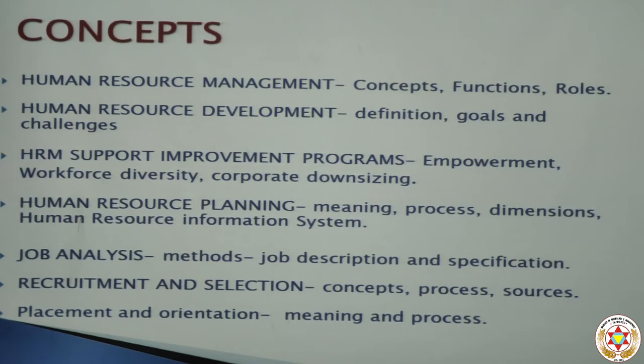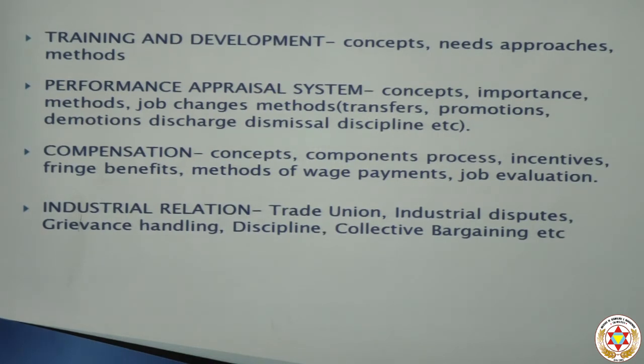Next is placement and orientation. Placement is putting the person on their post, and orientation is the induction or welcoming of the new employees. So we go through the meaning and the process of placement and orientation. Next is training and development. That is the most important part of human resource management, because as technology is changing, the demand of human resources is also changing. So continuous training and development programs should be conducted in the organization. In this we go through the concept, needs, approaches and methods of training and development. Here the methods are also divided into two categories, the lower level and the executive level of training programs.